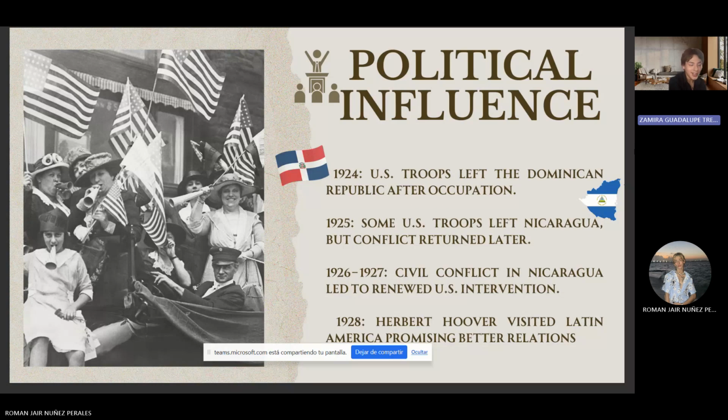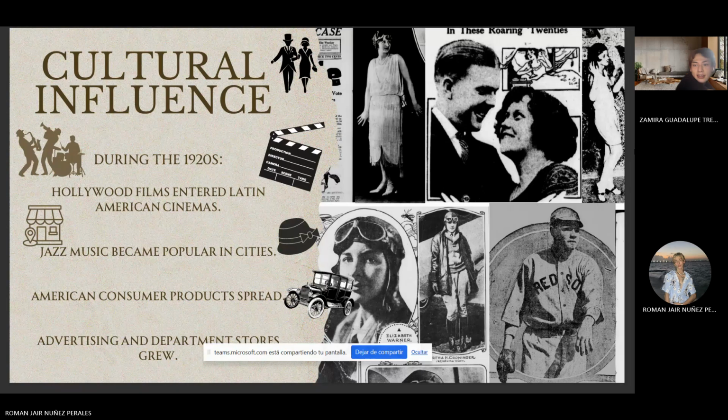intervention. As you already know, the U.S. wanted to occupy as many places or countries as they could. So that was the main reason for this. And by 1928, Herbert Hoover visited Latin America, promising better relations. That was kind of a lie, because then we had some conflicts in the economic aspect that I'm going to be talking about in the next topic.